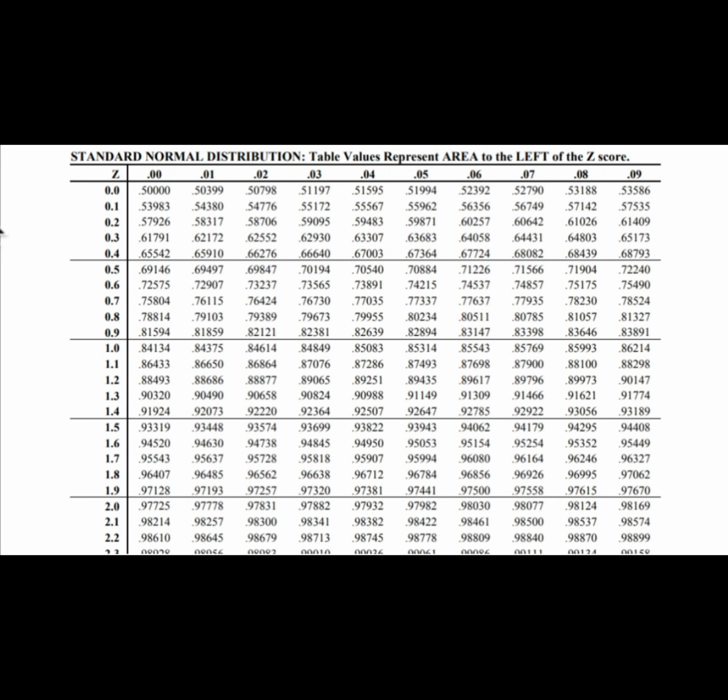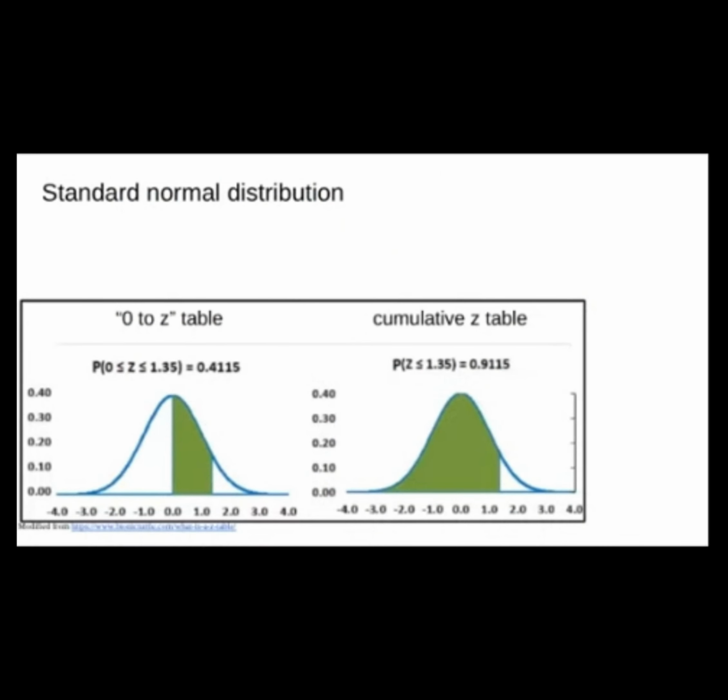So there are 2 types of z-tables. The one we just saw is called a cumulative z-table, which whatever number you look up, it's going to give you the area on the curve for the entire area to the left of that value. So we found 0.9115 for 1.35.